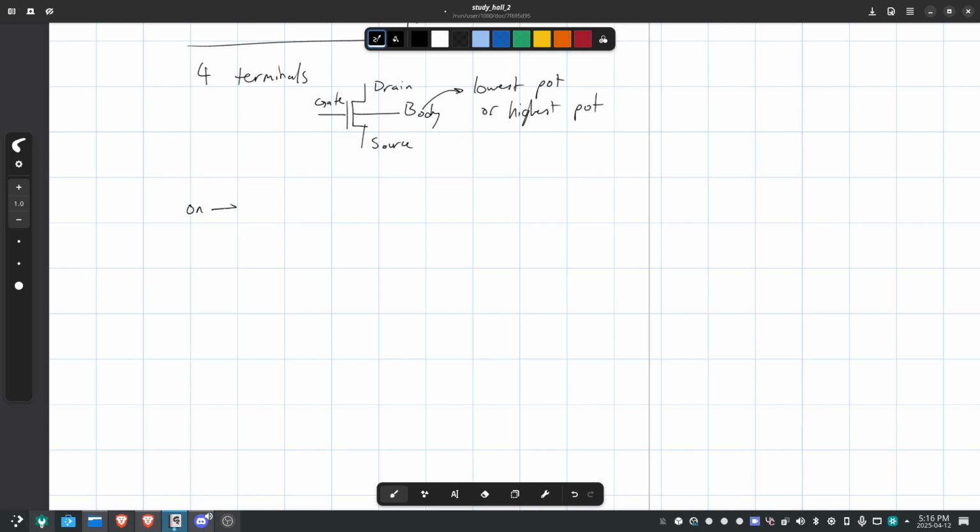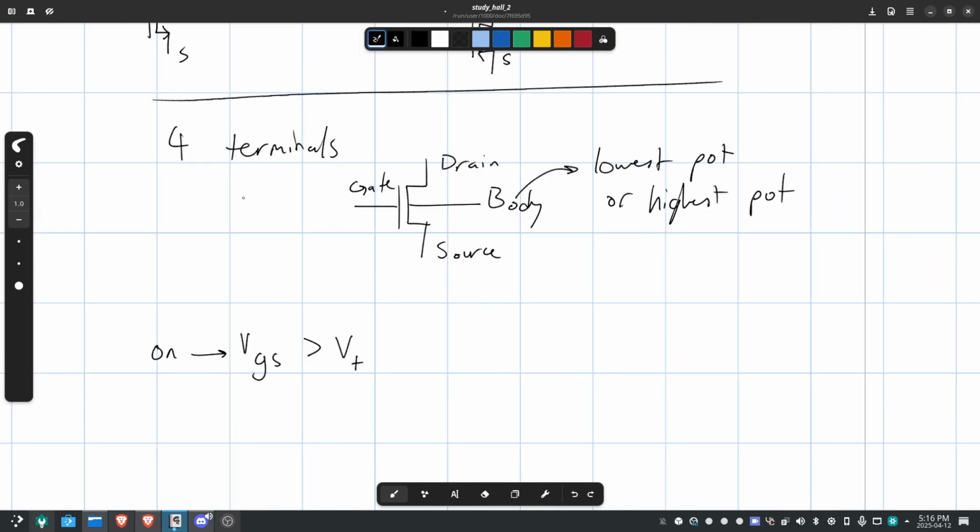Obviously, we'll go over a body question. It's not that much more. It looks a little scary. Trust me, it's not that bad. On occurs when VGS is greater than the absolute value of VT. Or is that how they drew it? Let me check, just to make doubly sure.